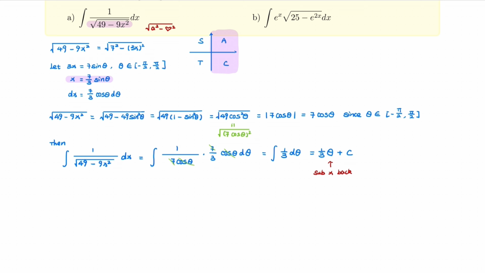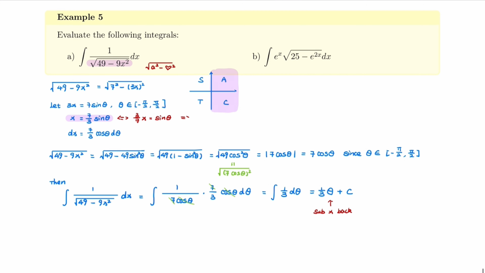I'm going to move the whole 7 over 3 to the other side, so that's 3 over 7 x equals sine theta. Now if you want to know what theta is, theta is arc sine of 3 over 7 x. That's by definition. Now we can replace this back, so that's going to be 1 over 3 arc sine of 3 over 7 x plus c. And that is my final answer.